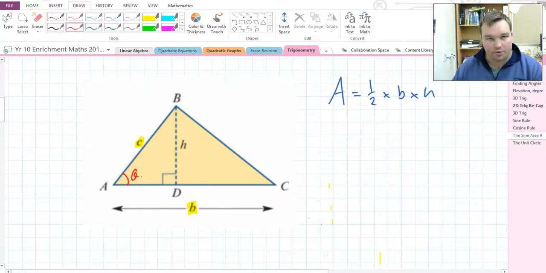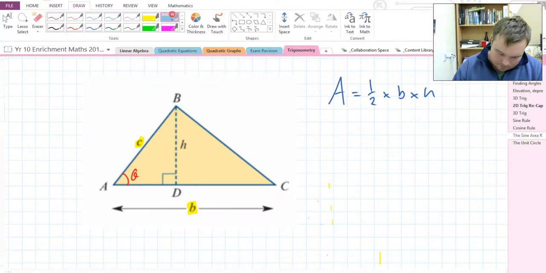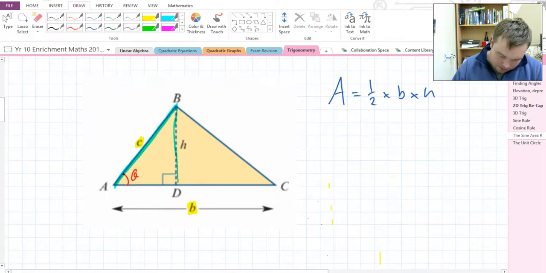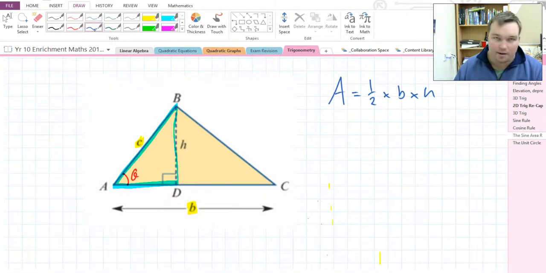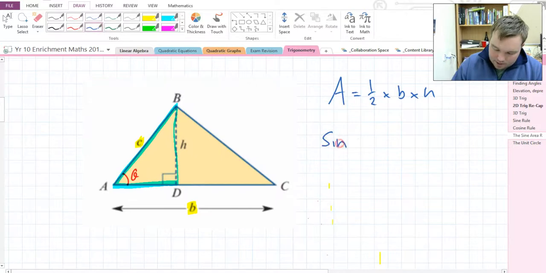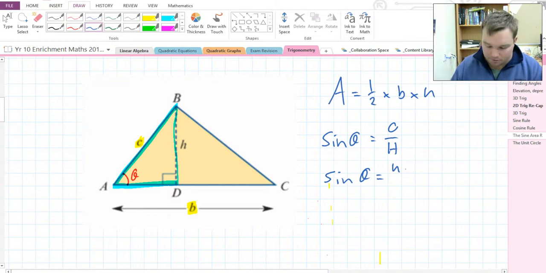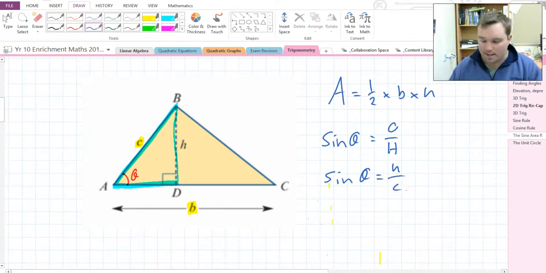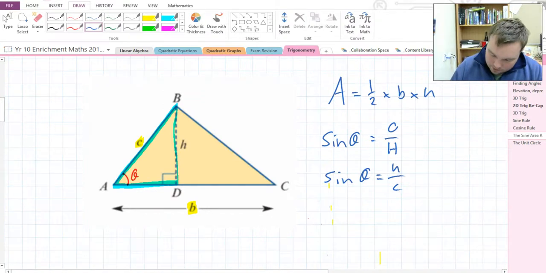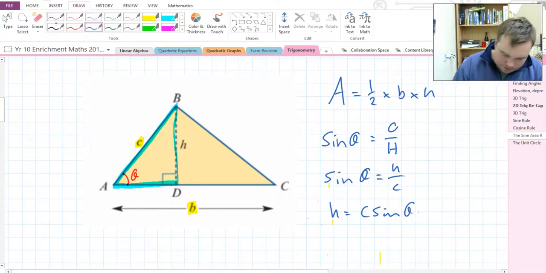So let's consider this right angle triangle here. By considering that right angle triangle, I can say that sine theta is equal to opposite over hypotenuse, or in our case, sine theta is equal to the opposite, which is h, meaning the height of the triangle, over the hypotenuse, c being that side. Now, multiplying both sides by c, I can say that h is equal to c sine theta. That's meant to be a little c.